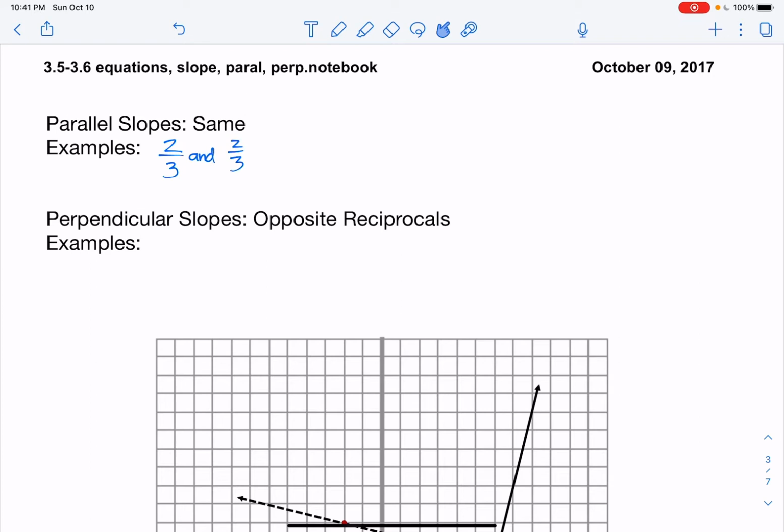Examples. 2/3 and 2/3. Those are the exact same. Or -3/7 and -3/7. 3 and 3, whichever. If the slopes are the exact same, they have to be the exact same. 3 and -3 are not the exact same. 3 and 3 is. If they are the exact same, they are parallel.